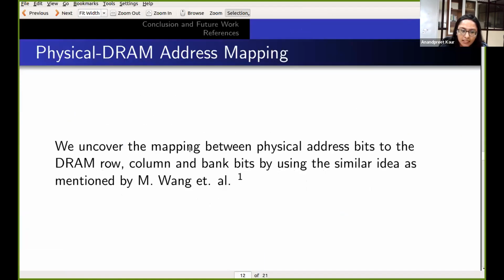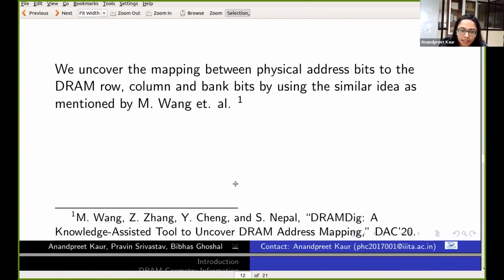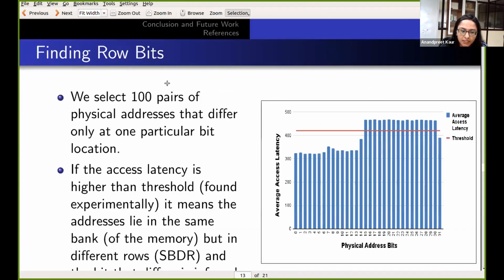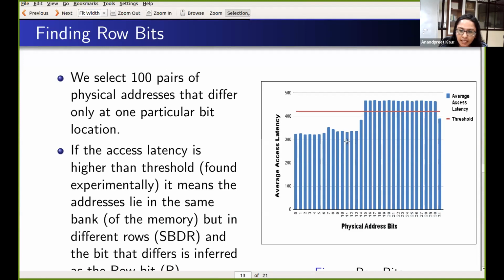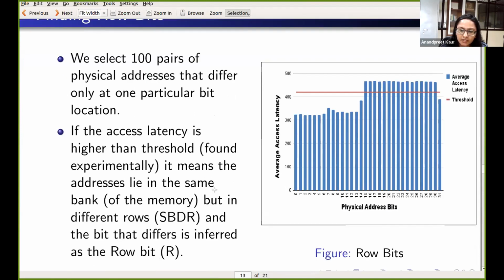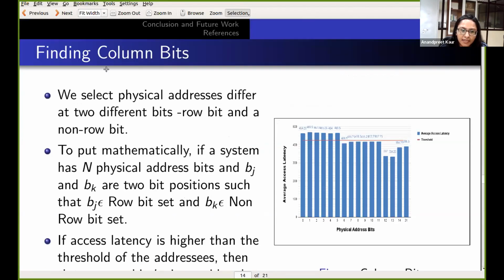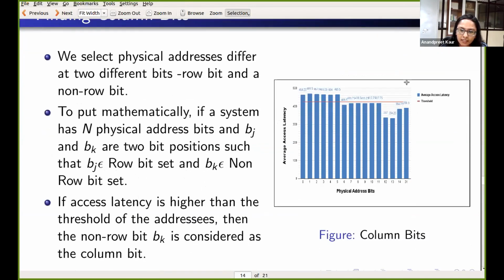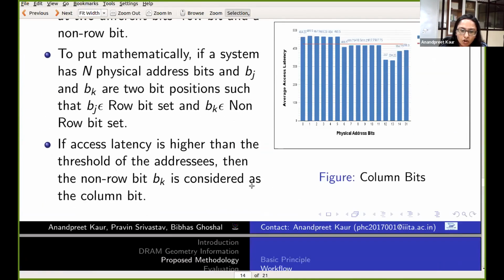And then to uncover the physical to DRAM address mapping, first of all, we find the row bits. We select 100 pairs of addresses that differ only at one particular bit location. If the access latency is higher than the threshold, we consider them as row bits. Similarly, for finding the column bits, we select physical addresses that differ at 2 bits. One is the found row bit and another is a non-row bit. If the access latency is higher than the threshold, we consider them as column bits.